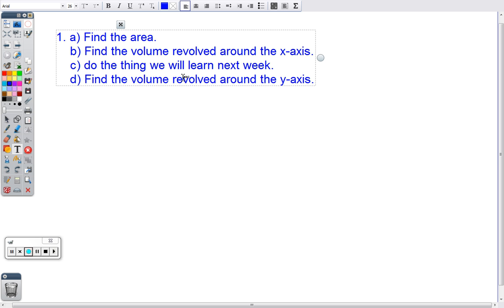You've already set everything up in part B. As a matter of fact, you'll have set everything up in part A with the x-axis, in part B with the x-axis, in part C with the x-axis. Parts A, B, and C, x-axis. And then all of a sudden in part D, you've got to do the y-axis. Why? Just do it in shells.